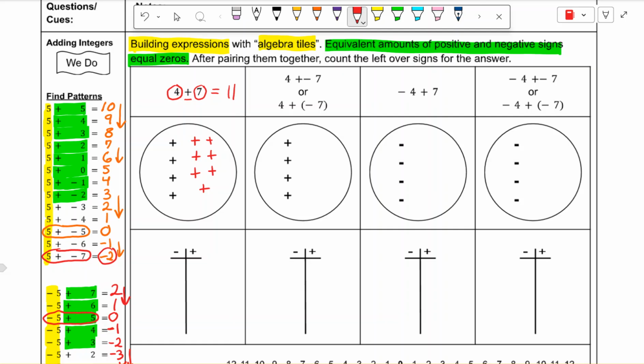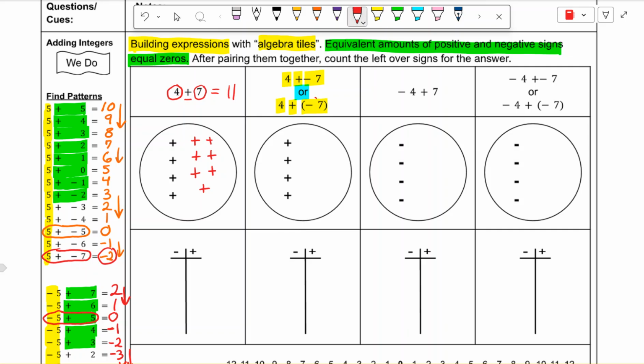All right, let's go to the next one. The next one says the word "or" right in the middle, because there are two ways to write it and they mean the same thing. The first way you can write it is 4 plus -7, or you can write 4 plus -7 with parentheses around it.